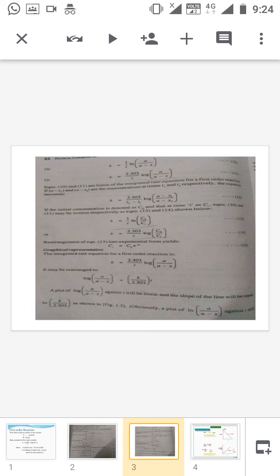In some problems they are representing the concentration differently. In several textbooks, instead of A they are putting C0. A is the concentration, so instead of A we can write C0, instead of A minus X we can write Ct. So all of you please learn by heart this equation, k is equal to 2.303 divided by t into log A by A minus X.